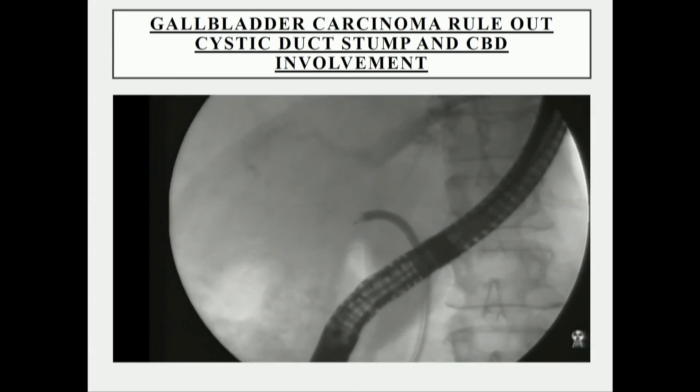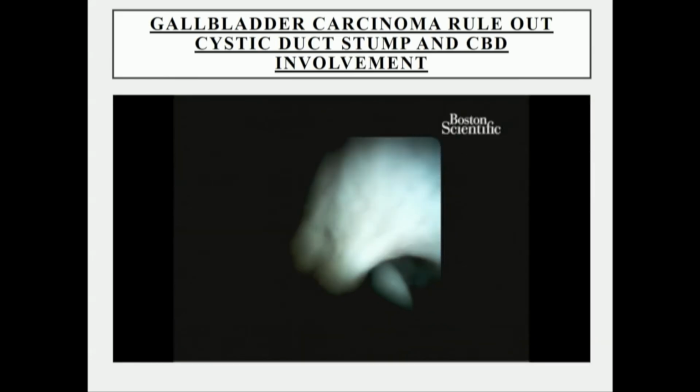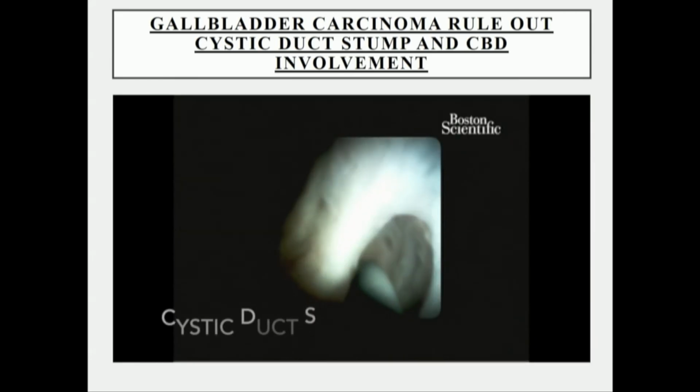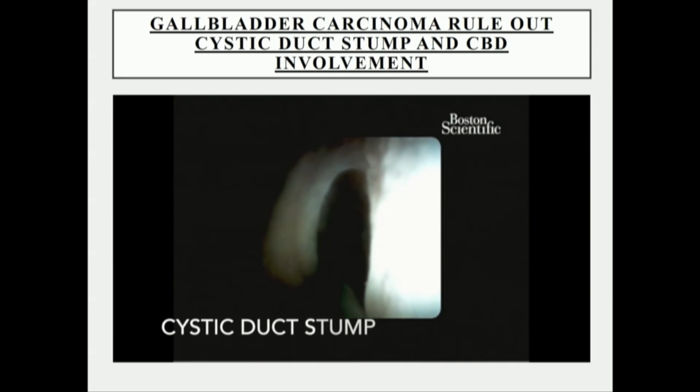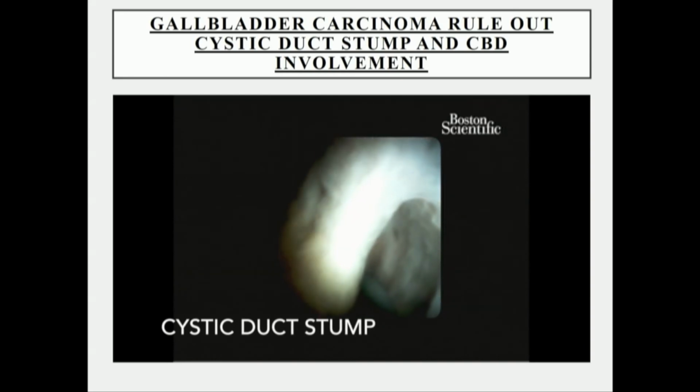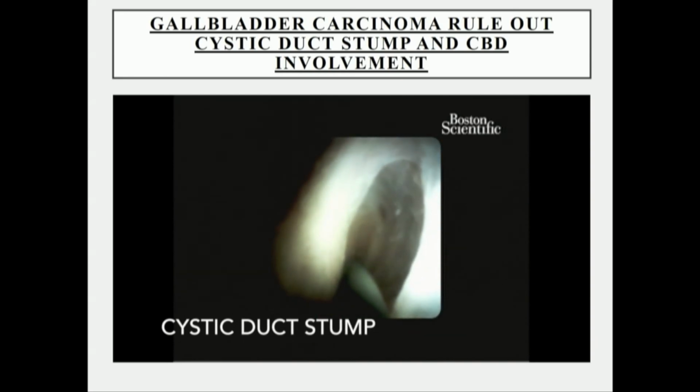And so you can see it flexing here. And I'm actually driving out a wire, which is right at the tip of that scope. And here's our wire, and we're pushing it into the residual cystic duct stump, and we're getting an even better look. And you can see that there's absolutely no evidence that we can see of any residual disease at all.